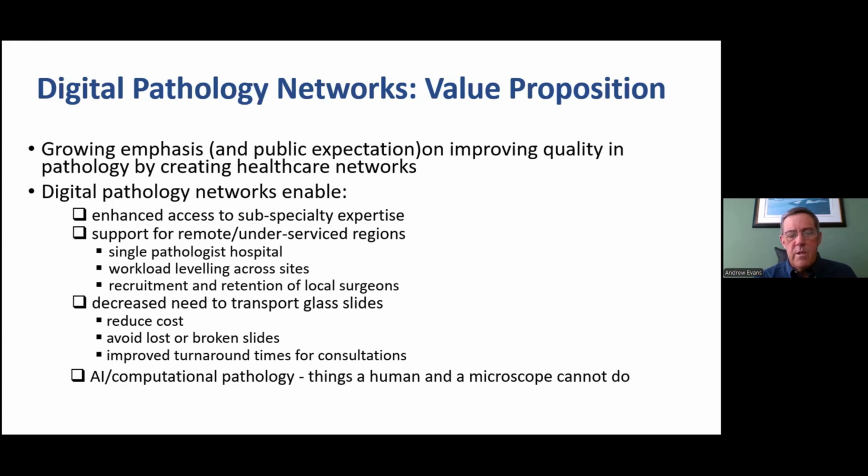It goes without saying that digital pathology will enable a decreased need to transport glass slides, so reduced cost from transportation and courier costs, avoiding lost or broken slides, and improved turnaround times for consultations because you're avoiding the transfer. Which is not to say that, while there's a reduced cost of couriers, there is of course the cost of implementing the system. We'll discuss that in more detail as we go. And then finally, what digital pathology enables is artificial intelligence, computational pathology, and things that a human and a microscope cannot do.